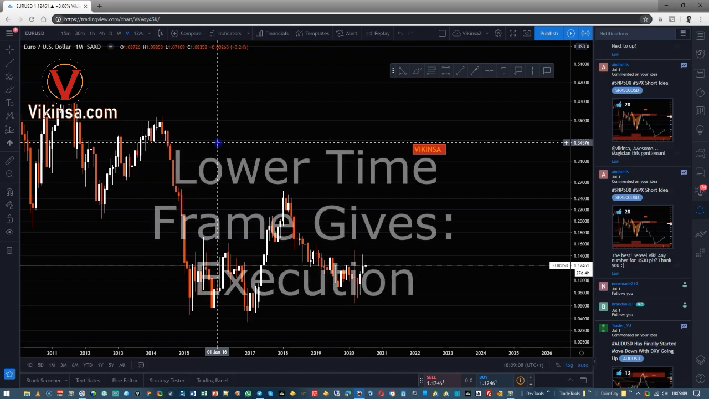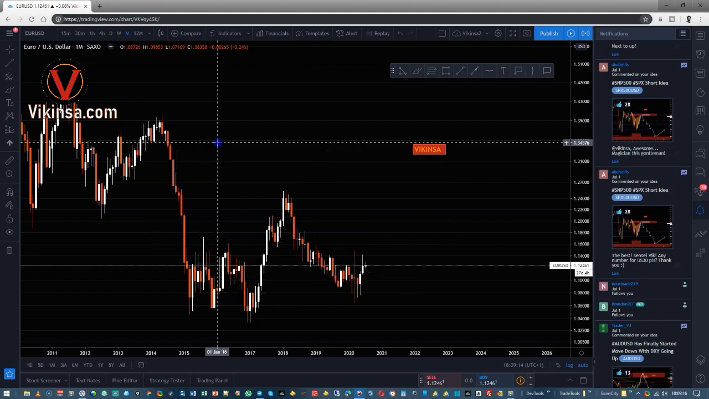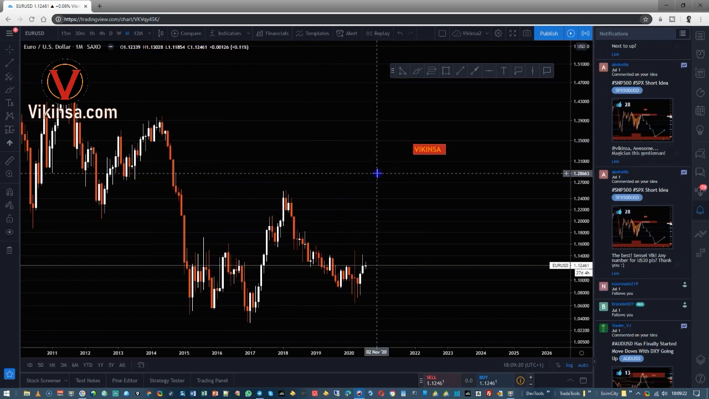Now the other part is execution. Execution comes from lower time frame. So what we do as part of multi-time frame analysis is try to find an opportunity on higher time frame which we can execute on lower time frame. So we'll look at this example of EURUSD.